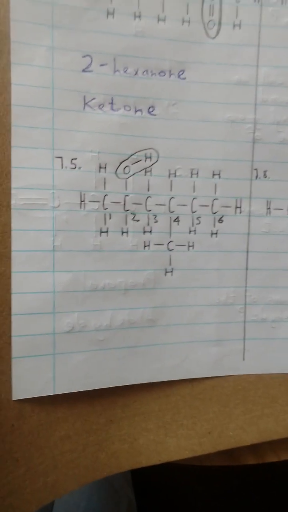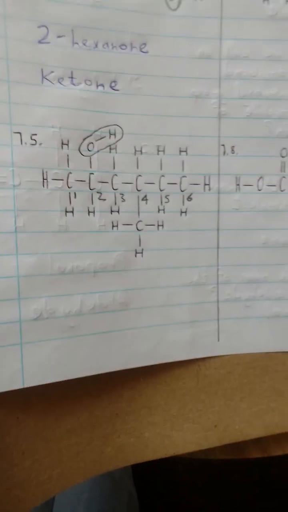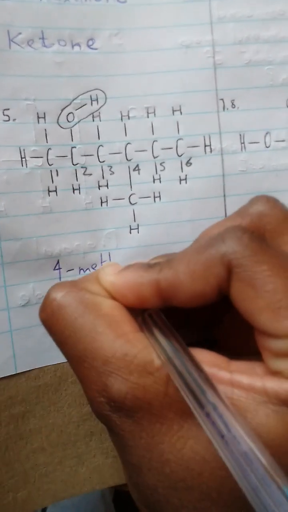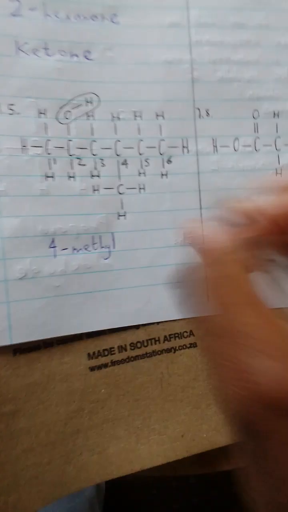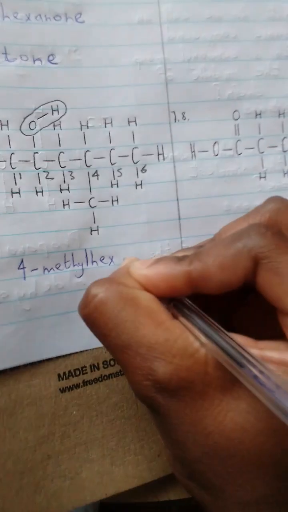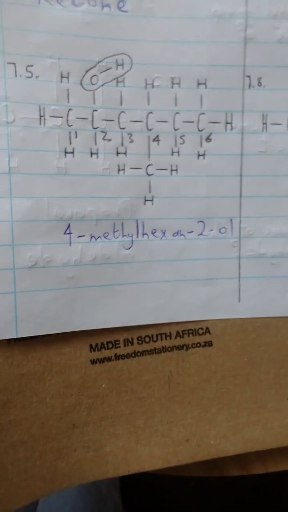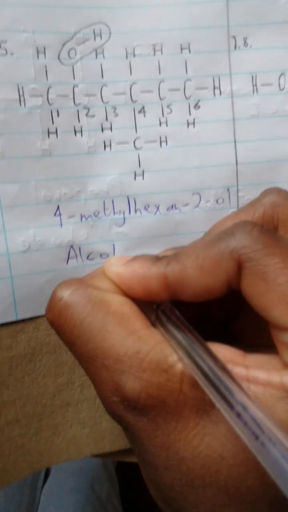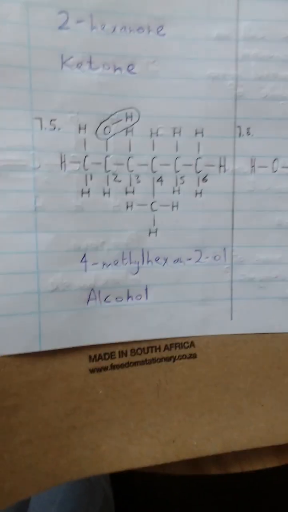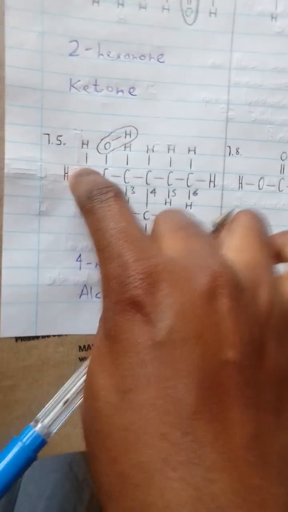Okay. So first you identify the side chains. So as you can see, we have a methyl group in position number 4. So we start with that. It's going to be 4-methyl. 6 carbon atoms, so it's hexane-2-ol. Okay. Homologous series, it's an alcohol. It's actually a secondary alcohol because the carbon atom is attached to 2 carbon atoms.